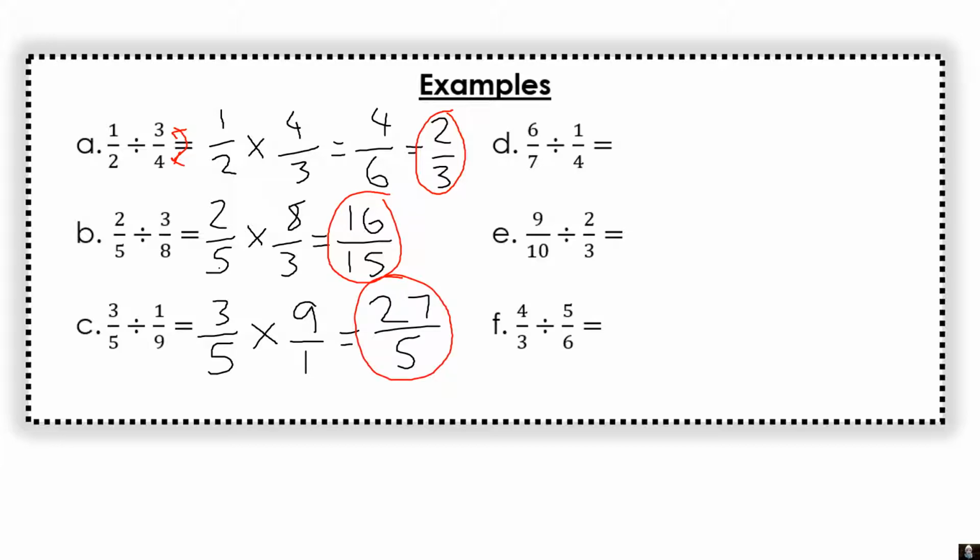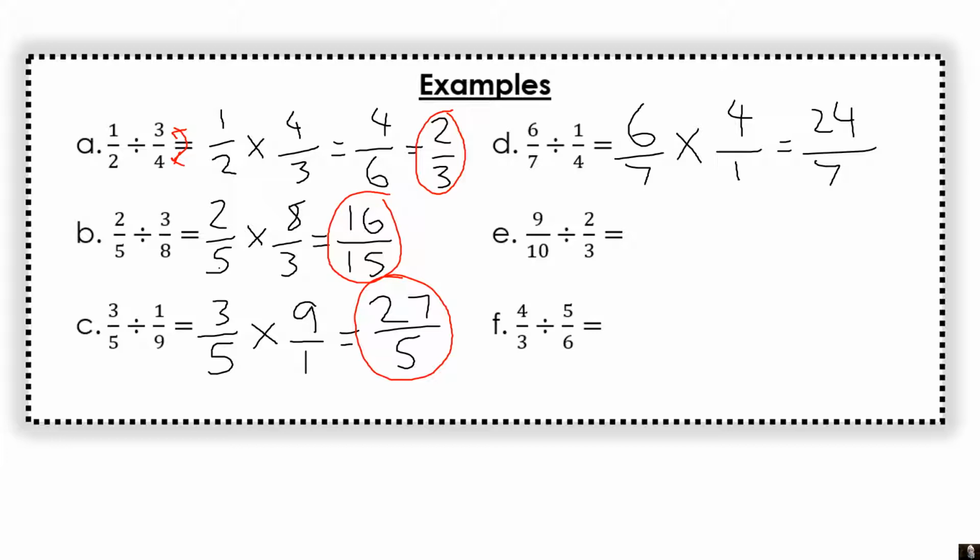Alrighty, let's have a look at D, E, and F now. So D is 6/7 divided by 1/4. So I write 6/7 down. I times by, and I flip the second one around, 4/1. So 6 times 4 on top, and 6 times 4 is 24. And on the bottom, I've got 7 times 1, and 7 times 1 is 7.